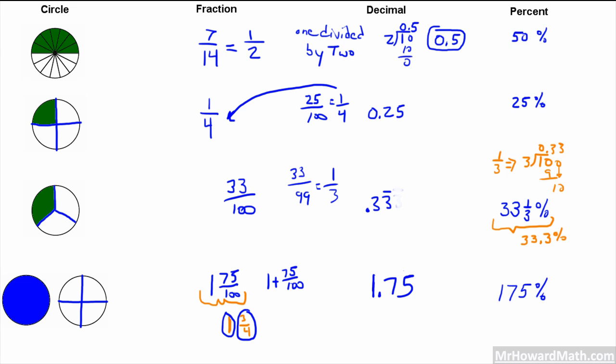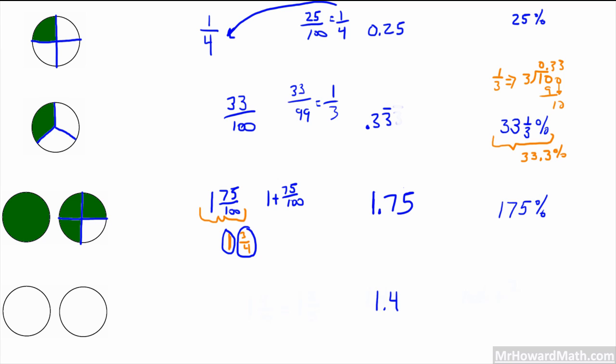I should have done this in green. My fault. So 1, 2, 3. Let's see if we can, yeah, there we go. Right? So 1 and 3 out of 4. 1 plus 3 out of 4. Same as 175%. Okay? Alright.